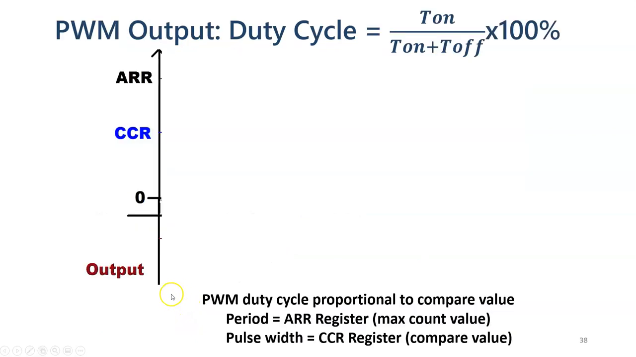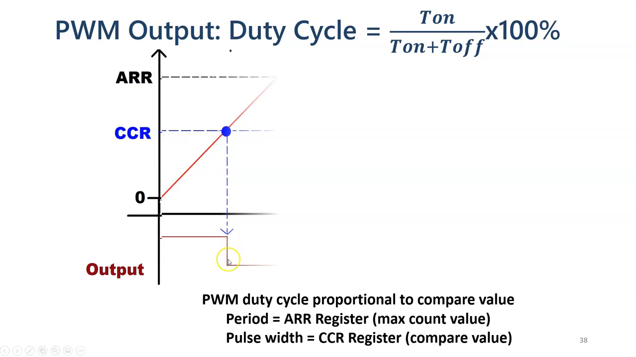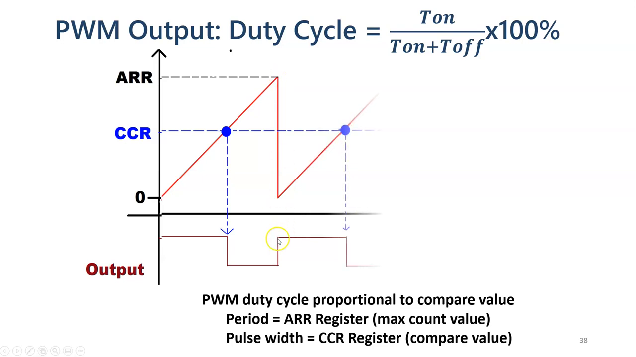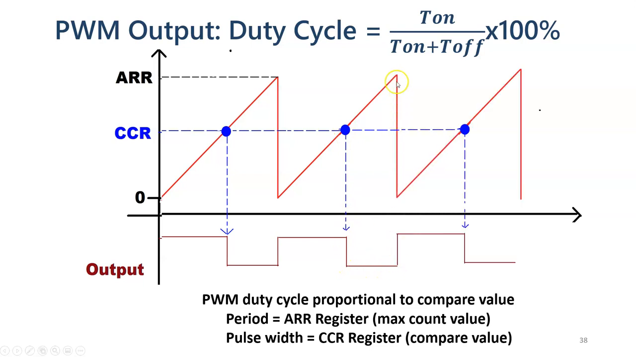Okay, how does this all work? Well, here is my ARR value and the CCR value I set. I let the counter run. This is what happens. So the counter is counting up. By default, I start at high level. When I hit CCR, that pin is going to drive low until I hit ARR. At which point I'm going to stay high again. And then when I hit CCR, I'm going to go low. And I'm going to stay low until my timer overflows, at which point I go high again.